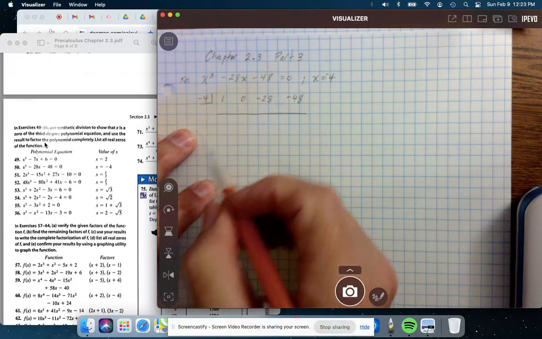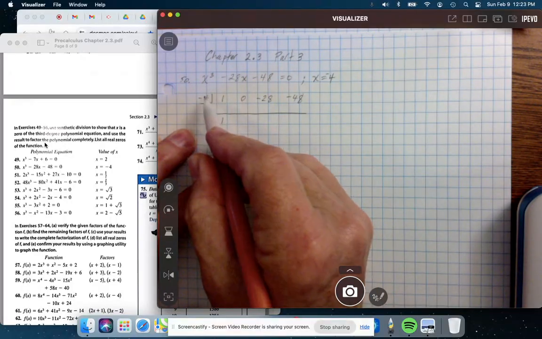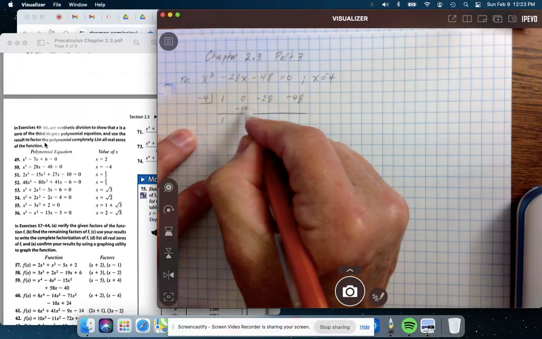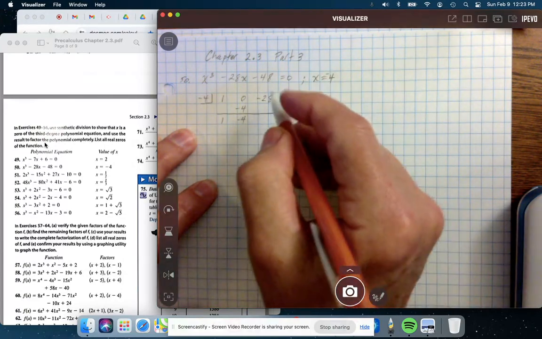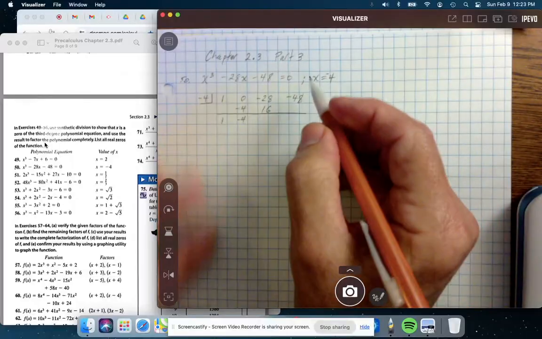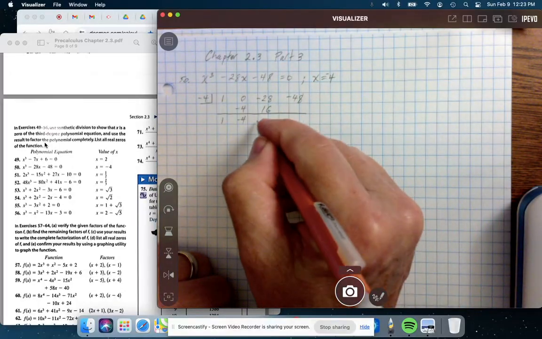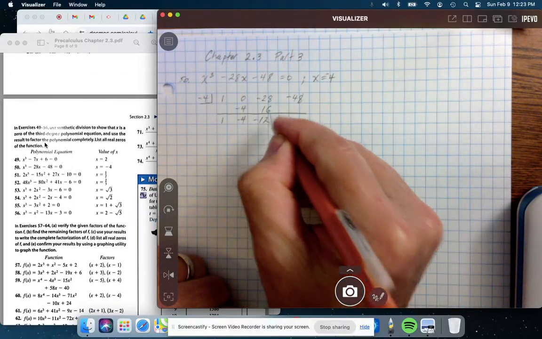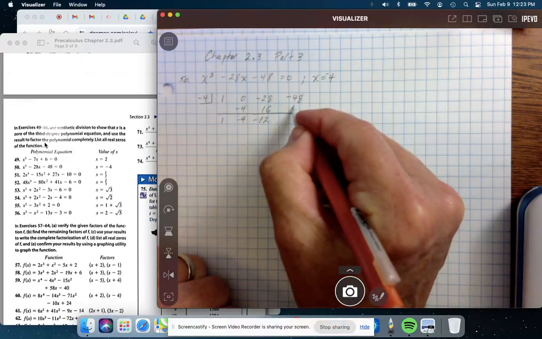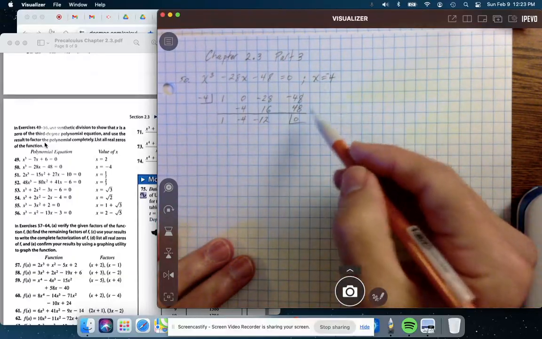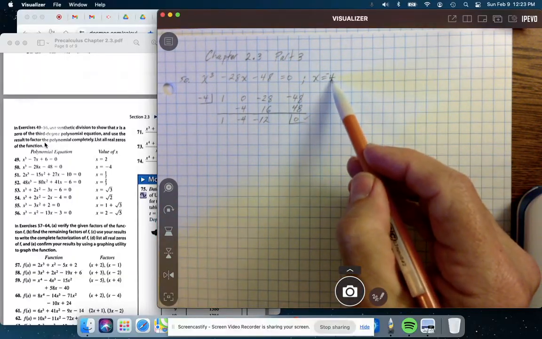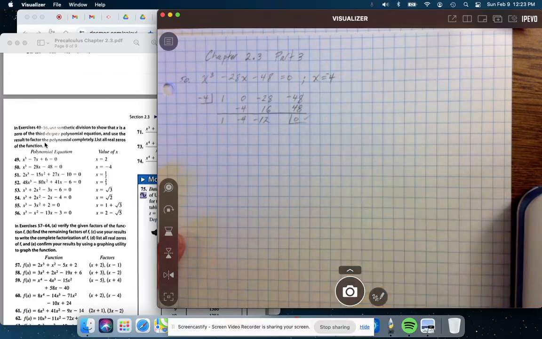All right, so bring the 1 down. Negative 4 times 1 is negative 4. Add, you get negative 4. Multiply again, negative 4 times negative 4 is positive 16. Add, and you get negative 12. Negative 4 times negative 12 is positive 48. Add, and you get 0. All right, so this shows me that negative 4 is in fact a 0, since I got a 0 remainder.